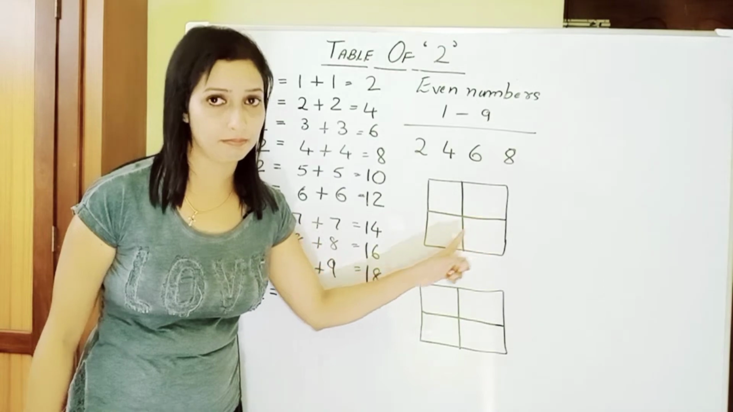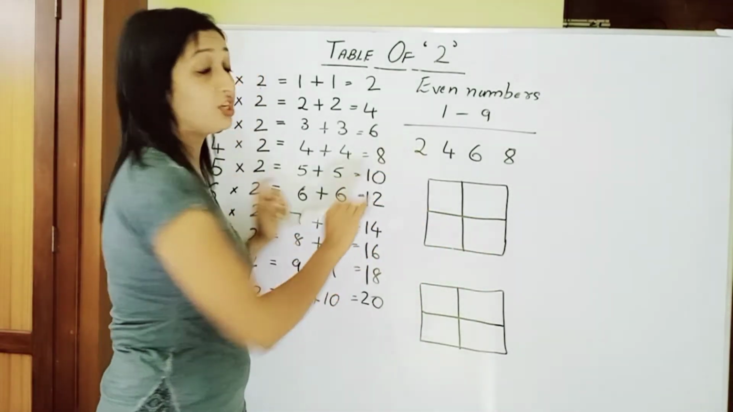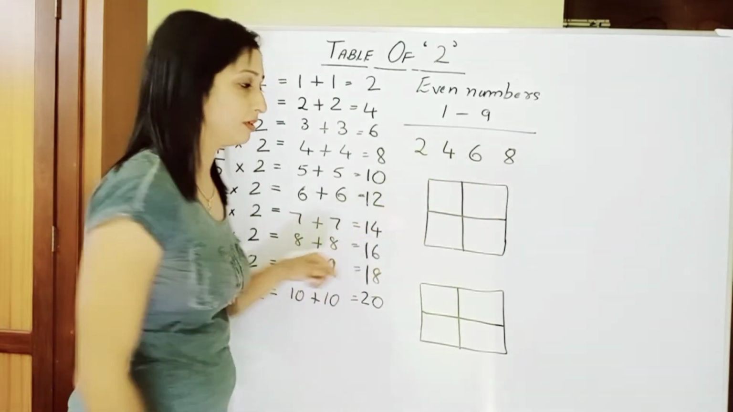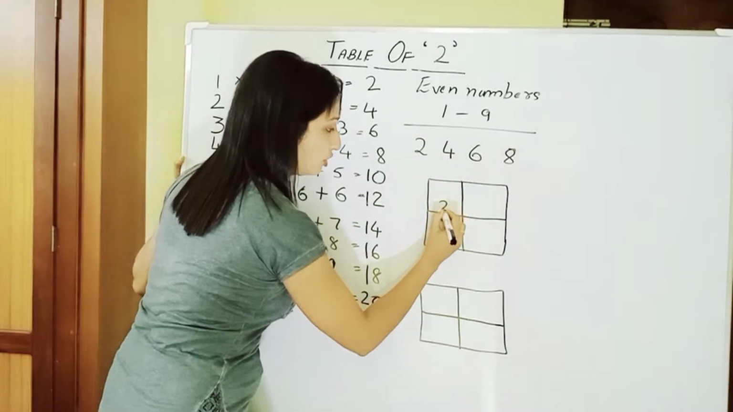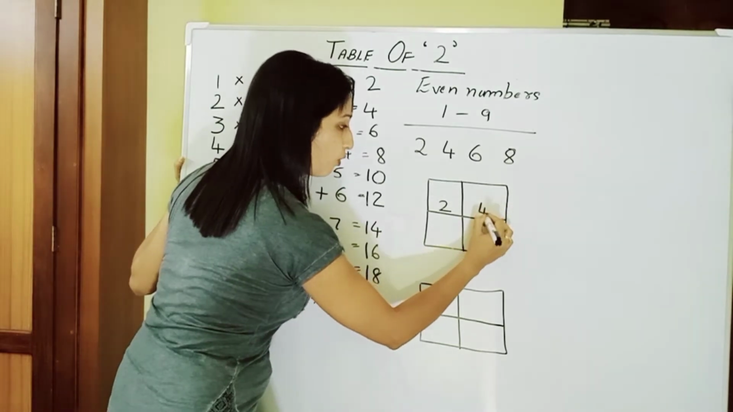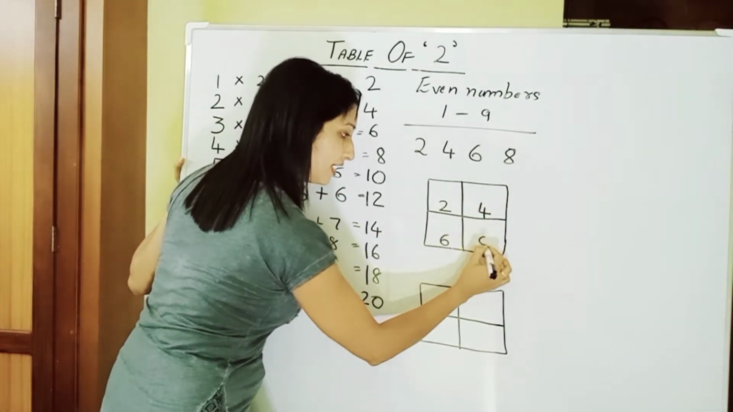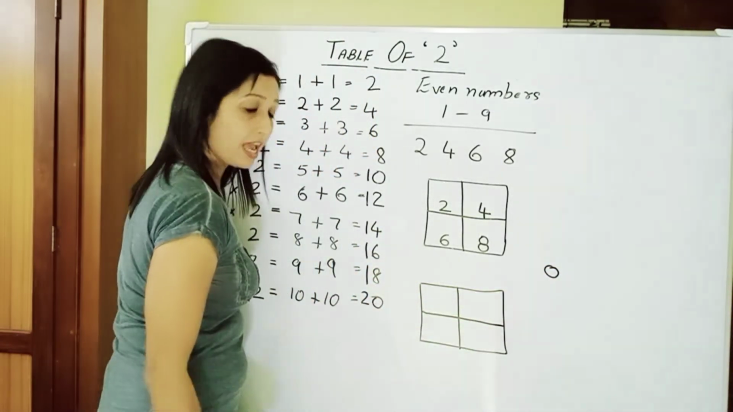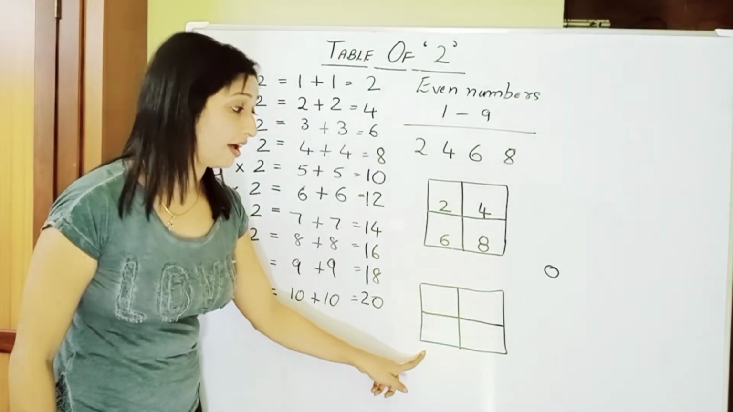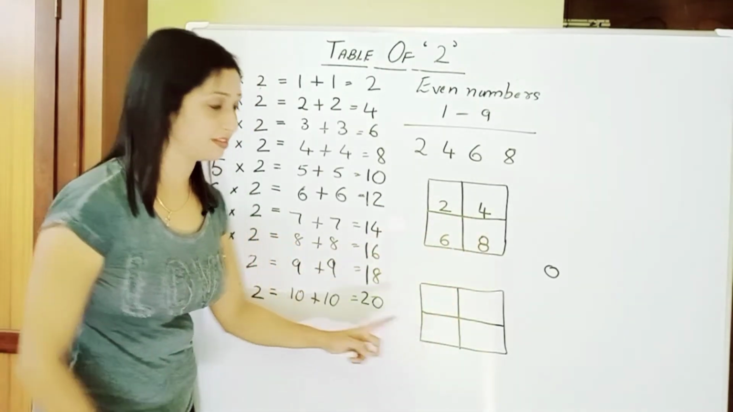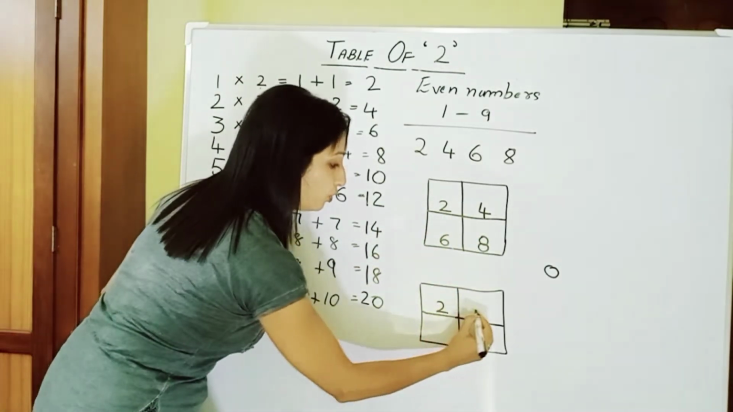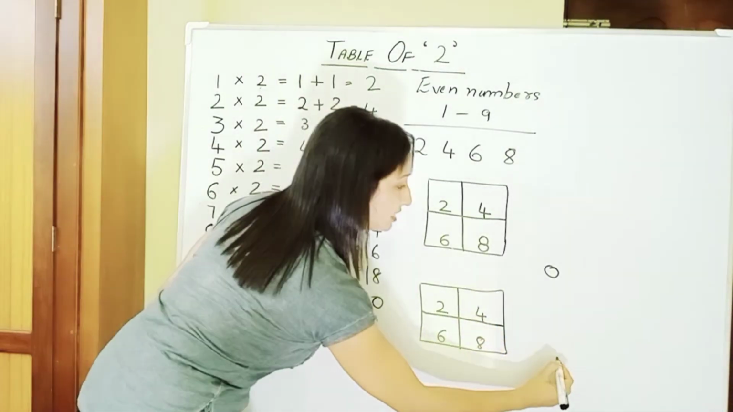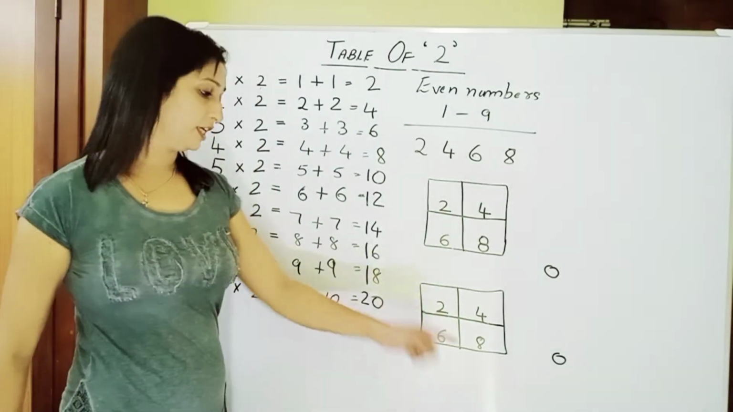Now I'm going to fill in numbers. Which numbers am I going to fill in? I'm going to write again these even numbers. First square, I write 2, 4, 6, 8. I write a 0 here. Again, for the next square, I write the same set of even numbers, which is 2, 4, 6, 8, and I write a 0 here.